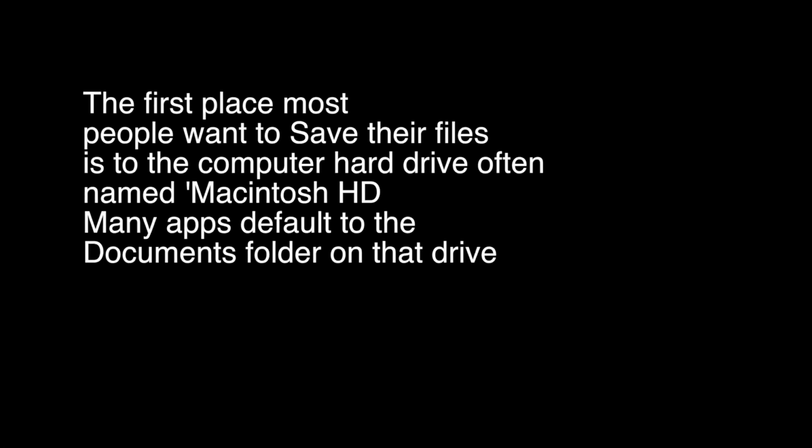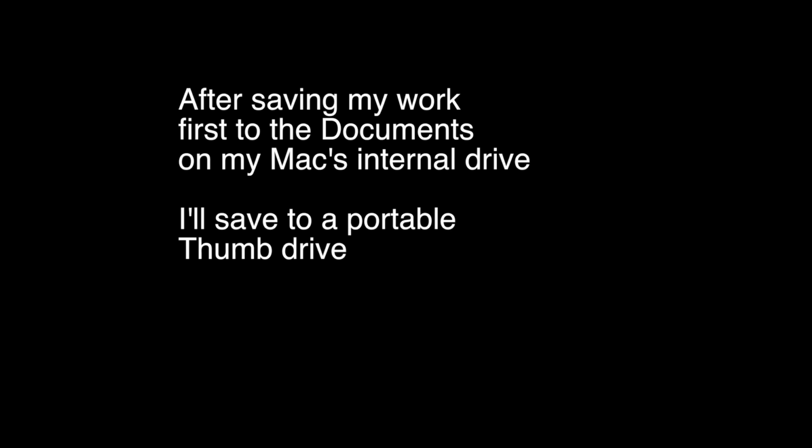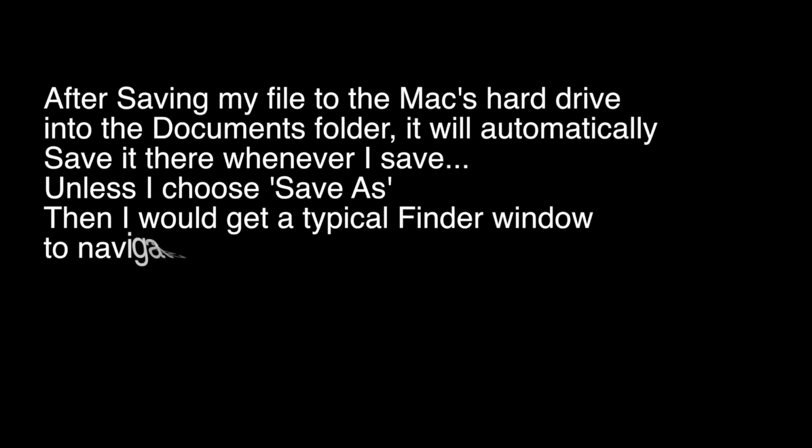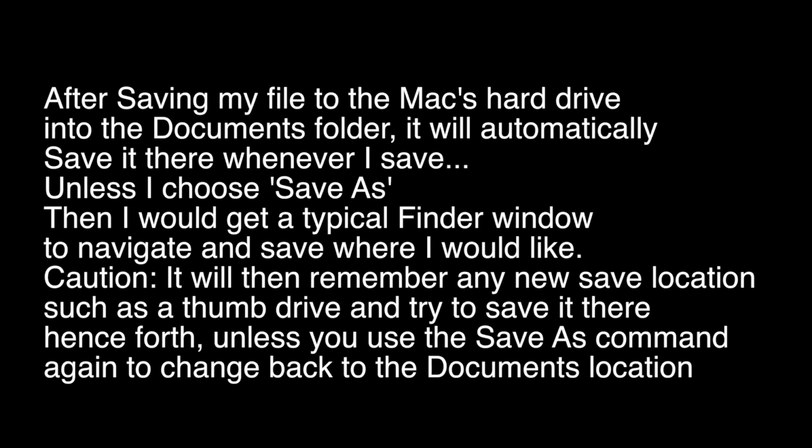All right. So, good basic is first save your file to your hard drive, probably your documents folder, unless you have another folder you want to use. Now I'm going to save it to a thumb drive to take it somewhere. A copy of it. I'm going to still leave the good one, the original, on the hard drive.